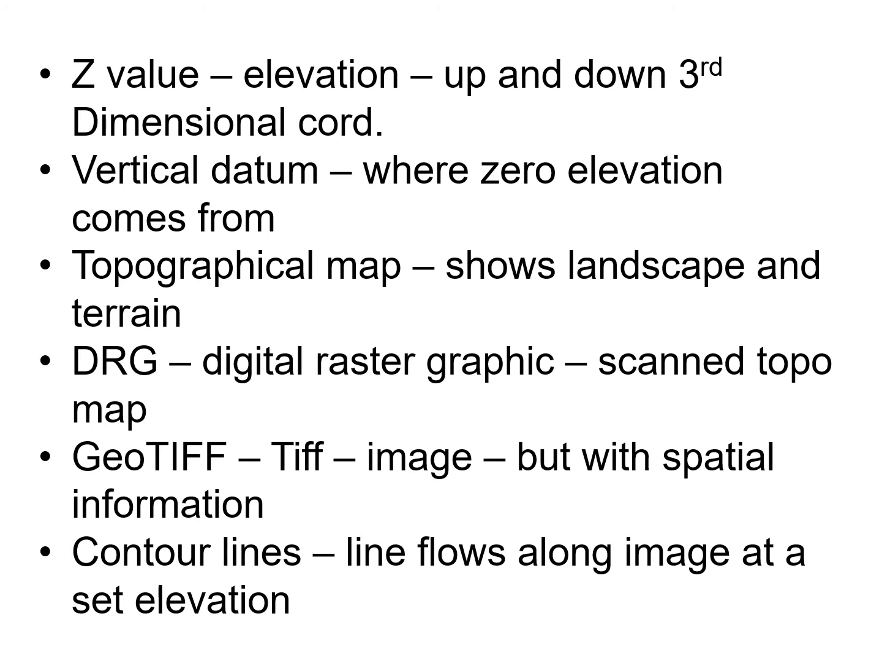On topological maps, they show landscapes and terrain. We have DRGs, which are digital raster graphics. This is what happens when you take a topological map and scan it into an image. There's also things like geotiffs and tiffs and images. But a geotiff specifically is a tiff, which is an uncompressed format for an image. What separates a geotiff is that it has spatial information. And of course, the one that most everyone's familiar with are contour lines. This is a map that uses lines at consistent intervals of elevation so that you can see how elevation changes and things like that.